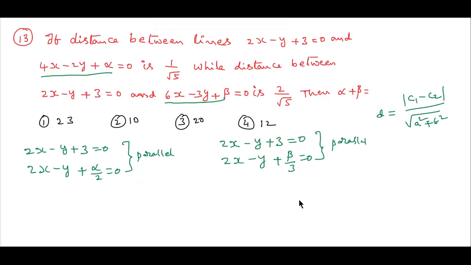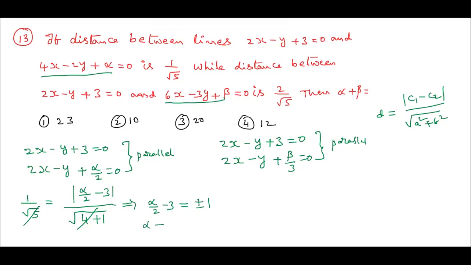Already the distance is given. The distance between the first two lines is 1 by root 5, equal to modulus c1 minus c2 or c2 minus c1, alpha by 2 minus 3, divided by under root 2 square, 4 plus 1. These two cancel, right? So what remains is alpha by 2 minus 3 is equal to plus or minus 1, because when we remove the modulus, we do it like that.